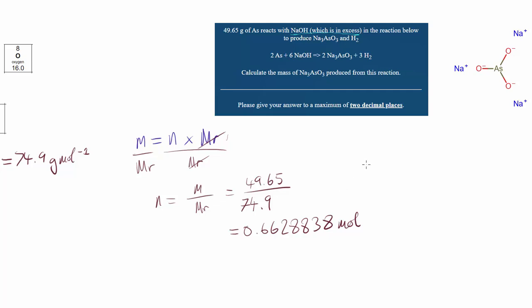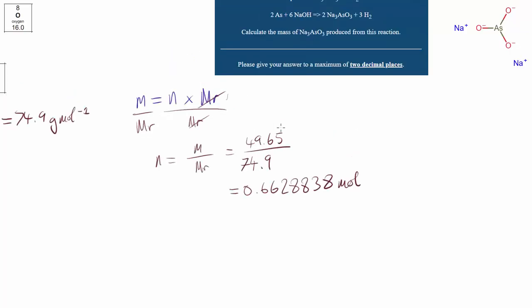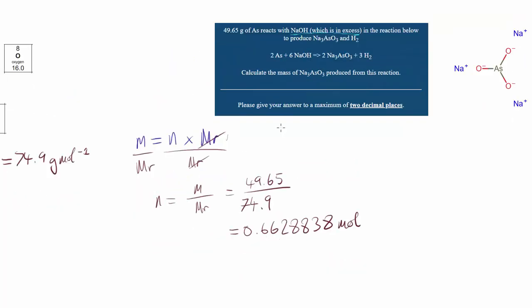Okay, and from this point, what we need to do is take a look at the stoichiometry in the question effectively. We need to look at the molar ratios. How does the moles of arsenic compare to the moles of the substance that we're trying to solve for? How does it relate in terms of amount of substance specifically?